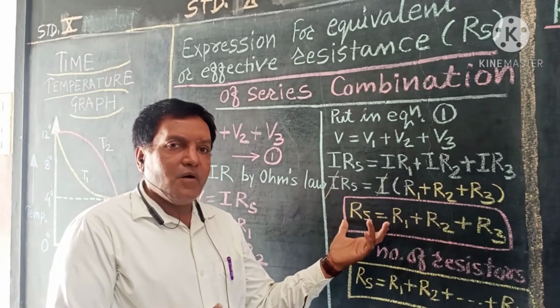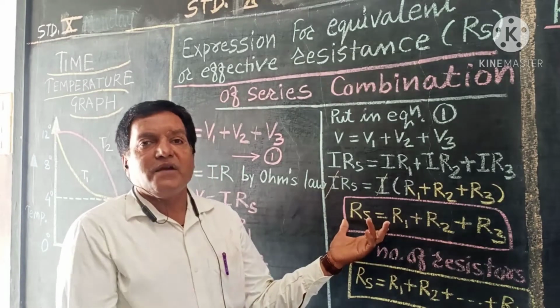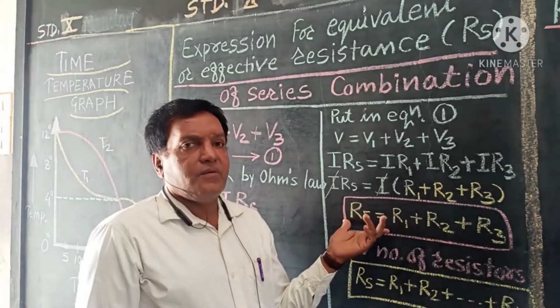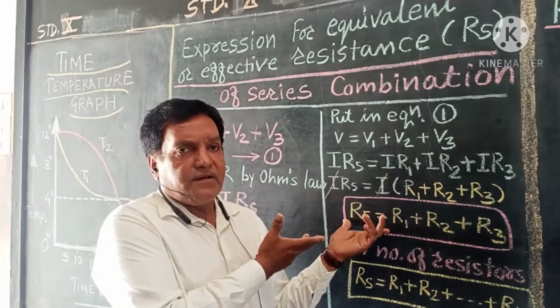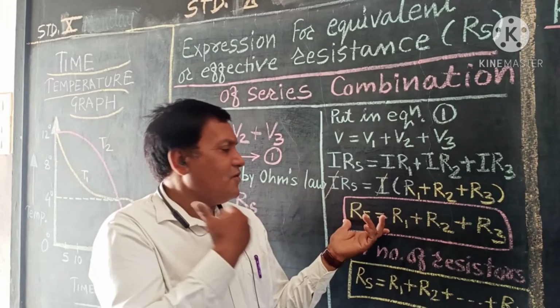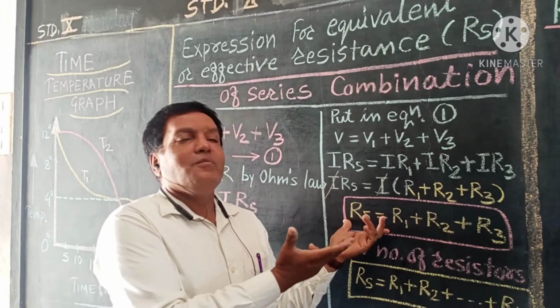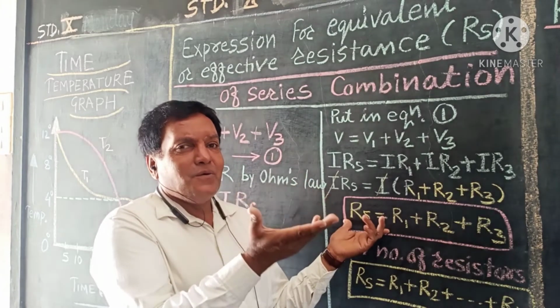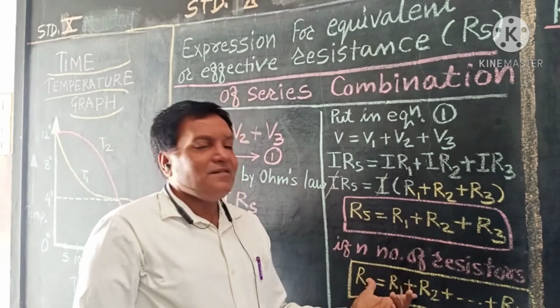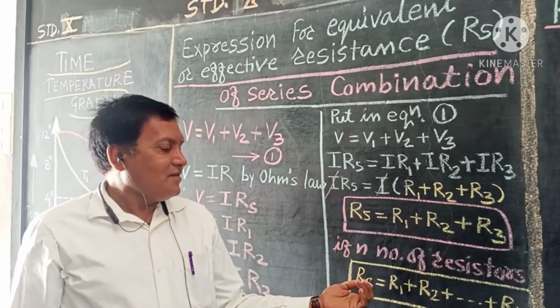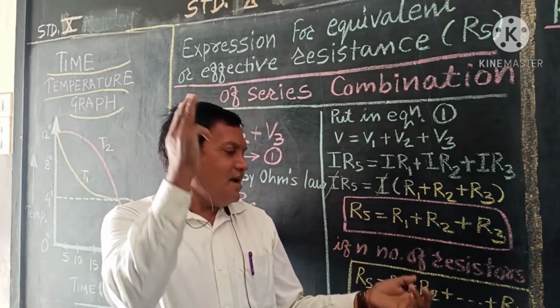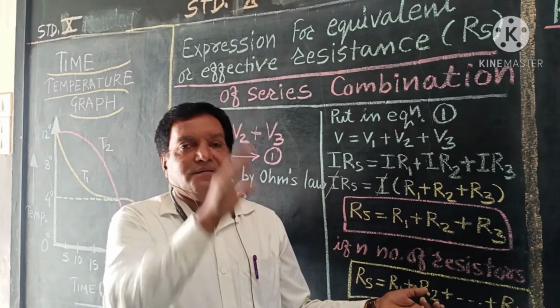This is the expression for the equivalent resistance or effective resistance, or for our understanding the total resistance of a series combination of three resistors. Here we have assumed three resistors. If we assume 5 resistors, RS will be equal to R1 plus R2 plus R3 plus R4 plus R5. If n number of resistors are used, then RS equal to R1 plus R2 plus R3 plus and so on up to Rn.